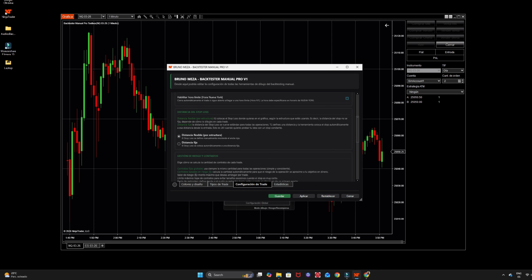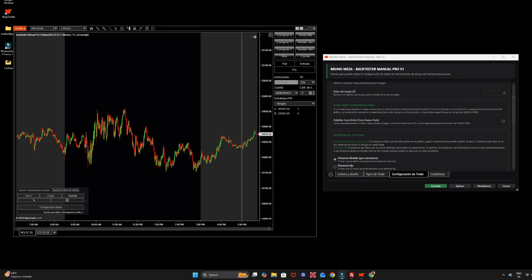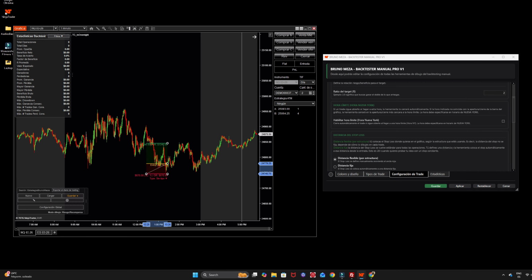There are 2 types of stop loss distance: the flexible distance, also known as structure-based distance, and the fixed distance. With the flexible or structure-based distance, you decide where you want to place the stop loss on the chart, according to market structure, and it can be different for each trade. That is, the stop loss distance is not fixed for all trades, but depends on where you set it on the chart for each one.